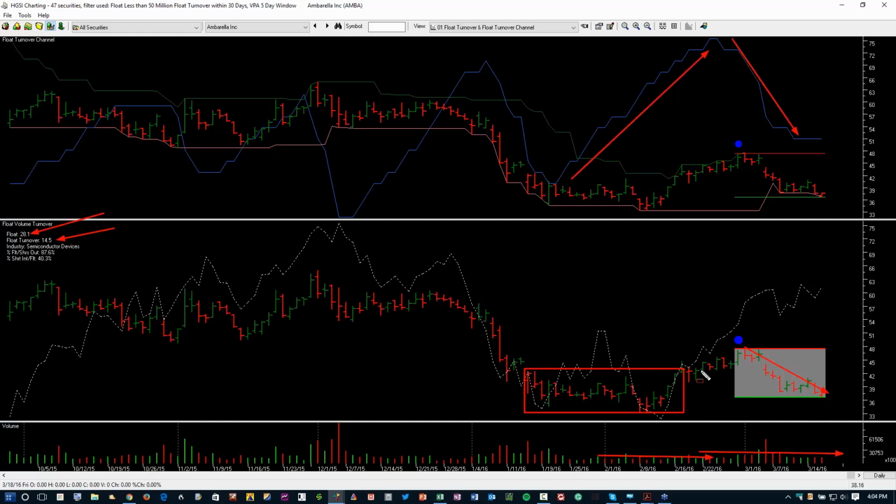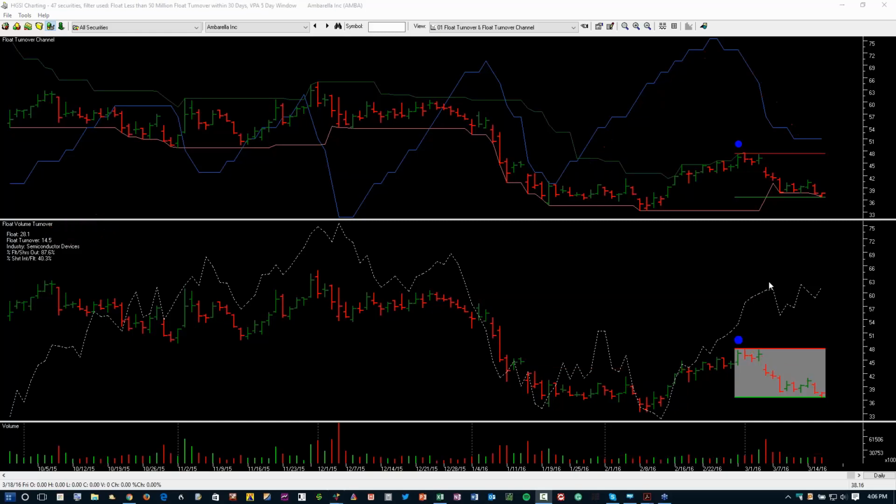But what I like to look for are multiple things, and the volume turnover, the float turnover, the speed of it, which is this blue line. I like to see that if a stock is going up, preferably this is also going up, which means there's buying pressure, but it doesn't always mean that.